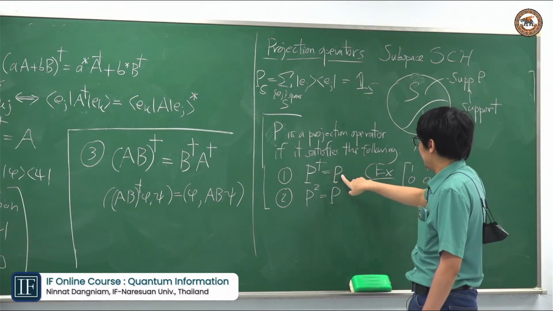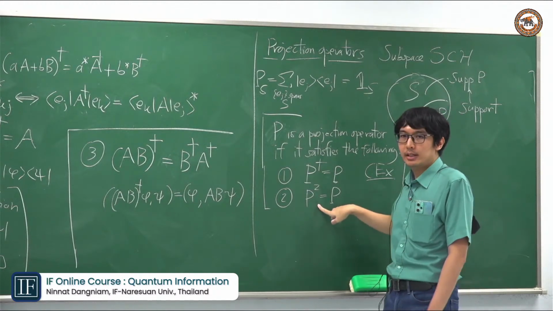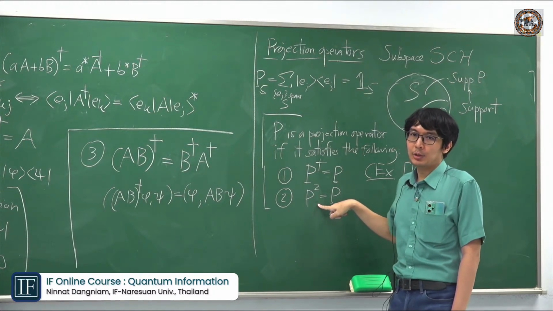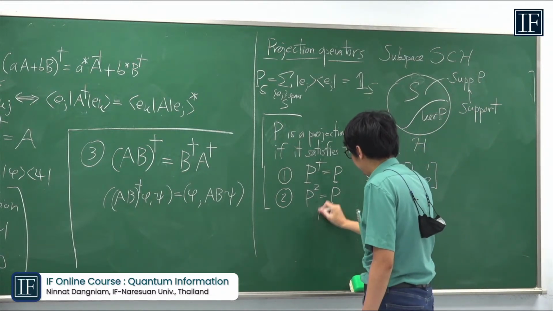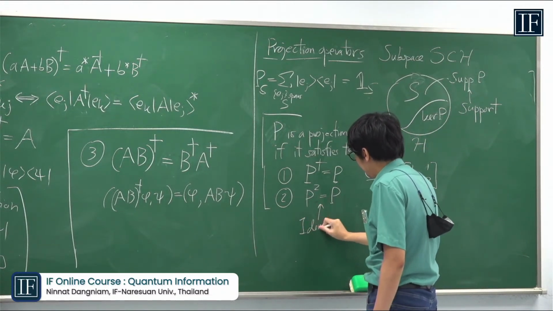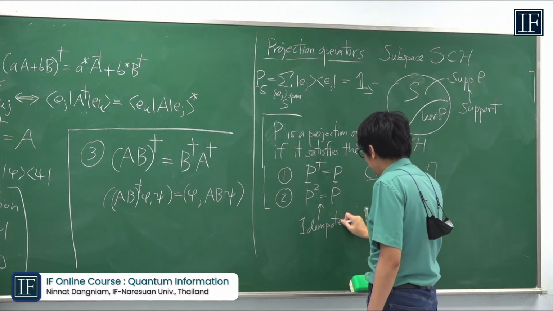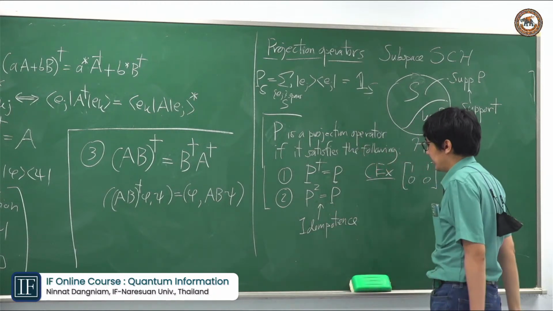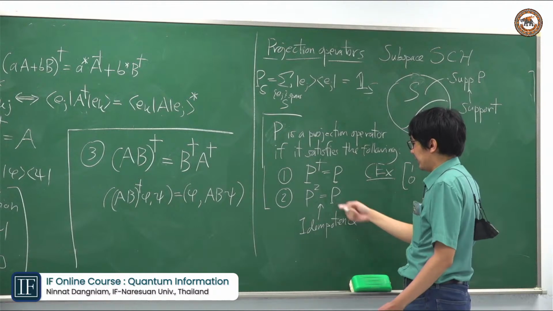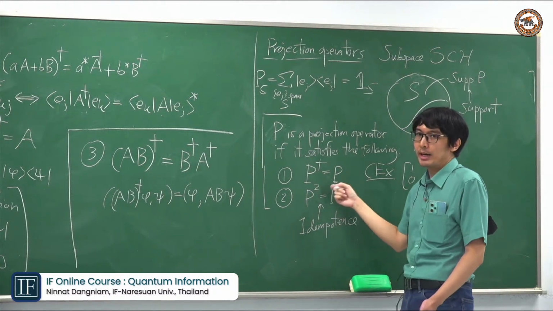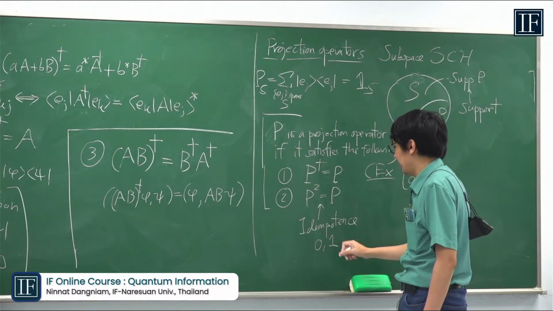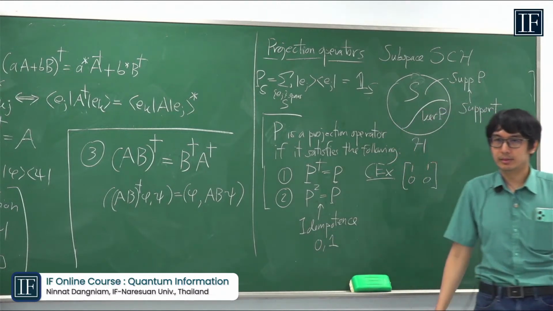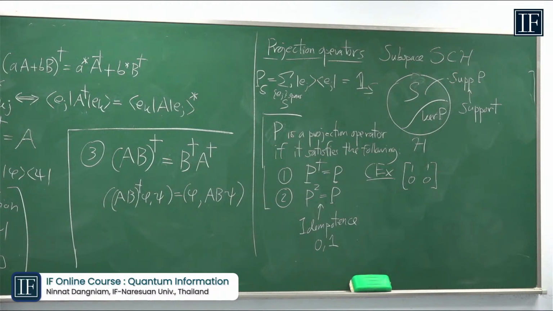Once you diagonalize it, you can see that the second property just means that the eigenvalue can only be 1 or 0. Idempotence is just a word for something that squares to itself, but for a number, it's just 1 or 0. All right.